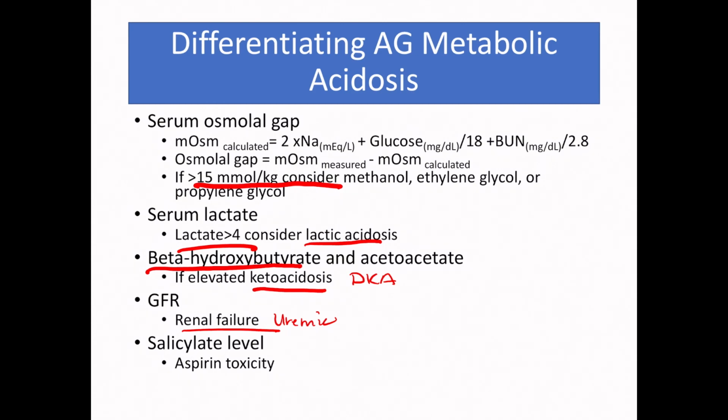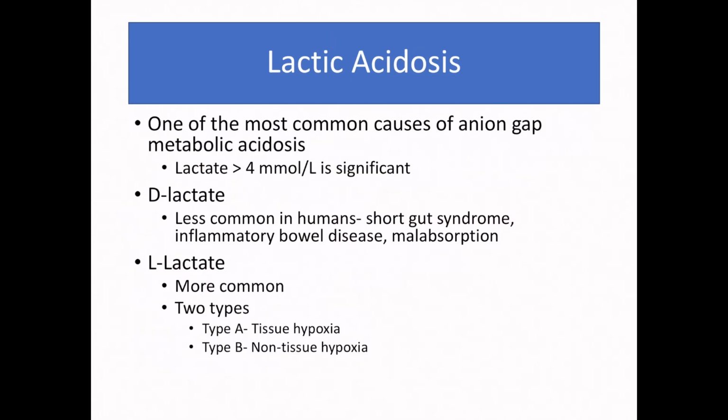Each of these have their own treatment courses. One that I really want to focus in on today is serum lactate being elevated, or lactic acidosis, because it is one of the most common causes of acidosis and anion gap metabolic acidosis. So this is the most common cause, and it usually occurs whenever lactate is greater than 4 millimoles. You have two different types, D-lactate, which is less common in humans, and it's usually due to short gut syndrome, inflammatory bowel disease, and malabsorption. And this is because D-lactate is largely regulated by the microbiome in the gut.